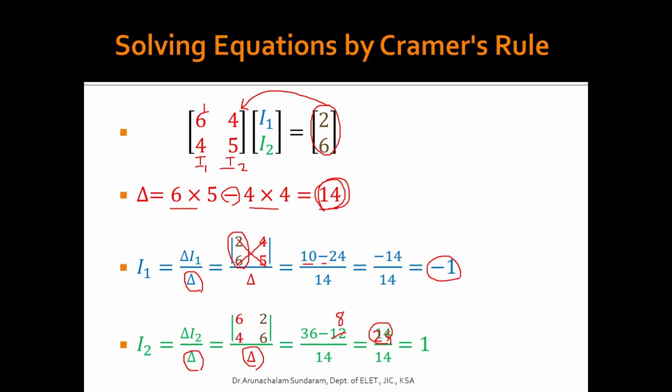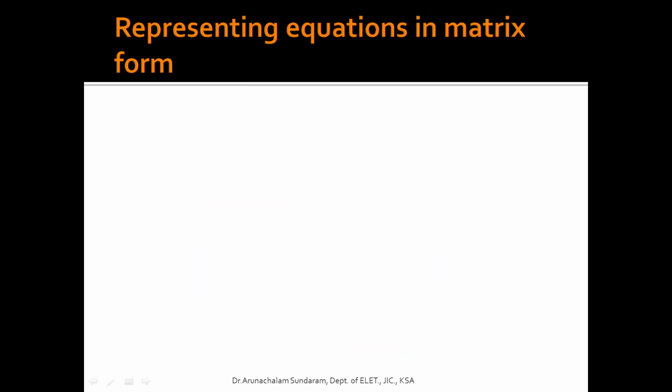So 28 by 14, our answer would be 2. So this is our answer. So I1 is minus 1 and I2 is 2. So the procedure is, we have to multiply these two numbers. 6 into 6, 36, minus 4 into 2, 8. So 36 minus 8 is 28. So 28 divided by 14, our answer is 2. So this is how you solve the problem.